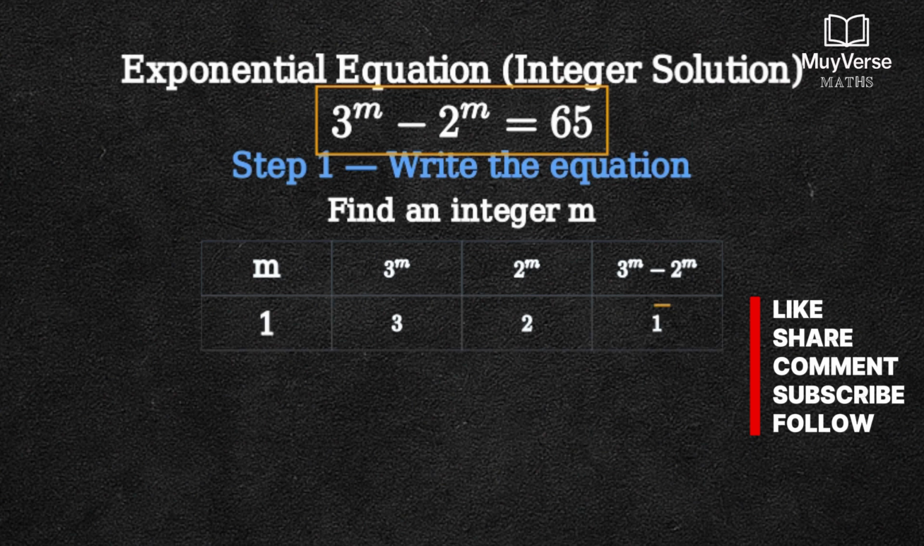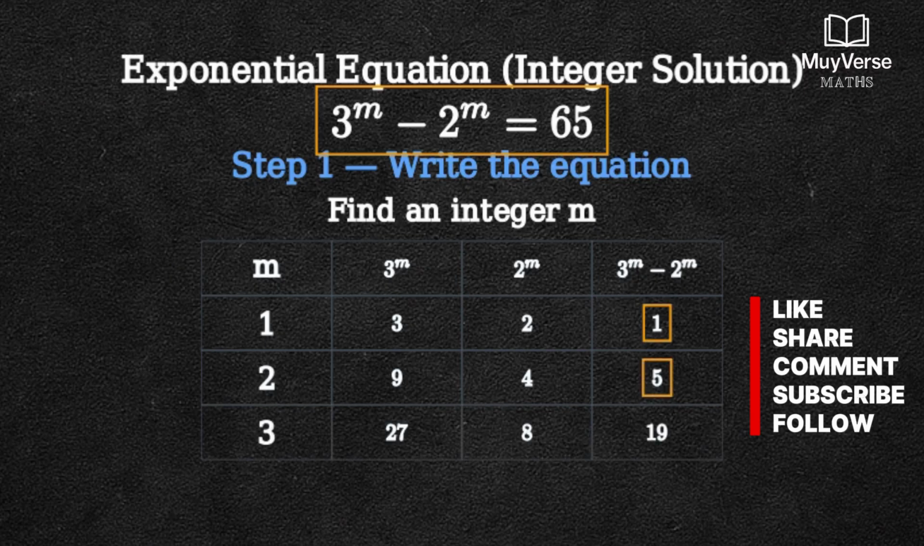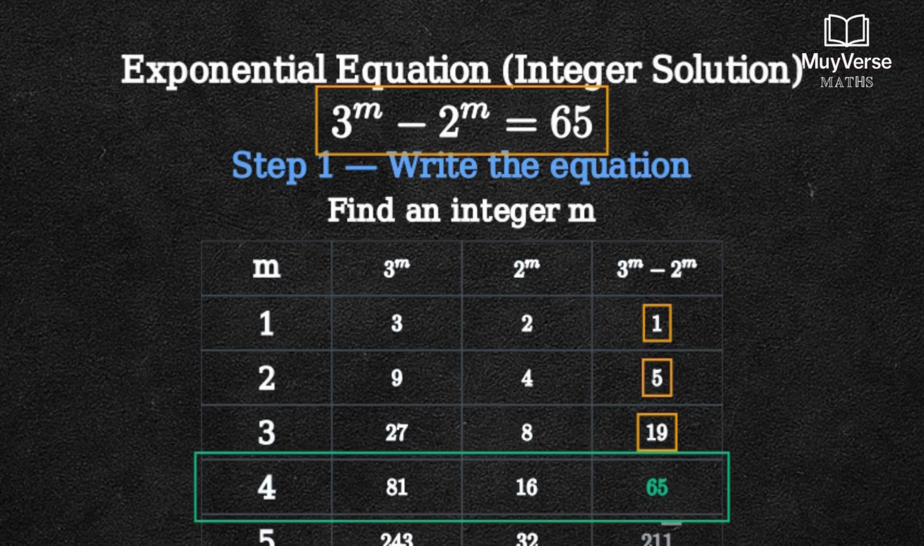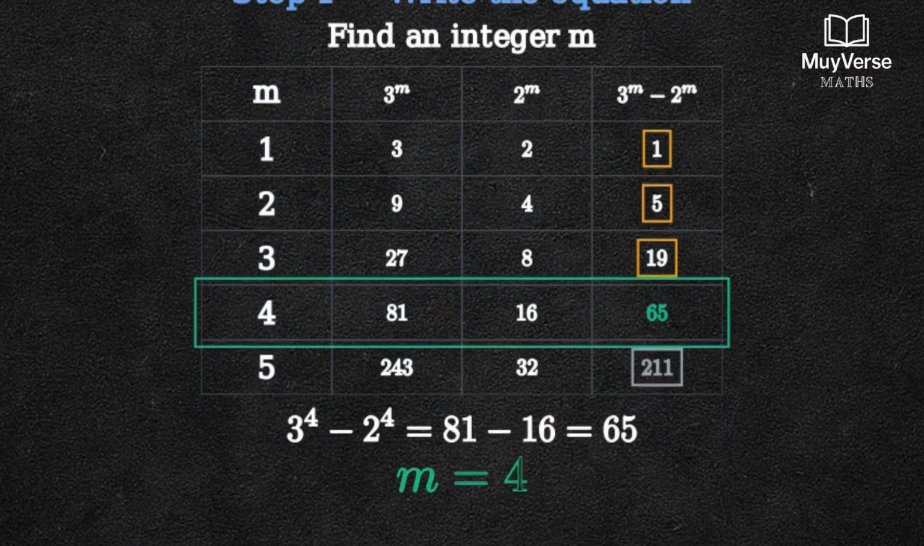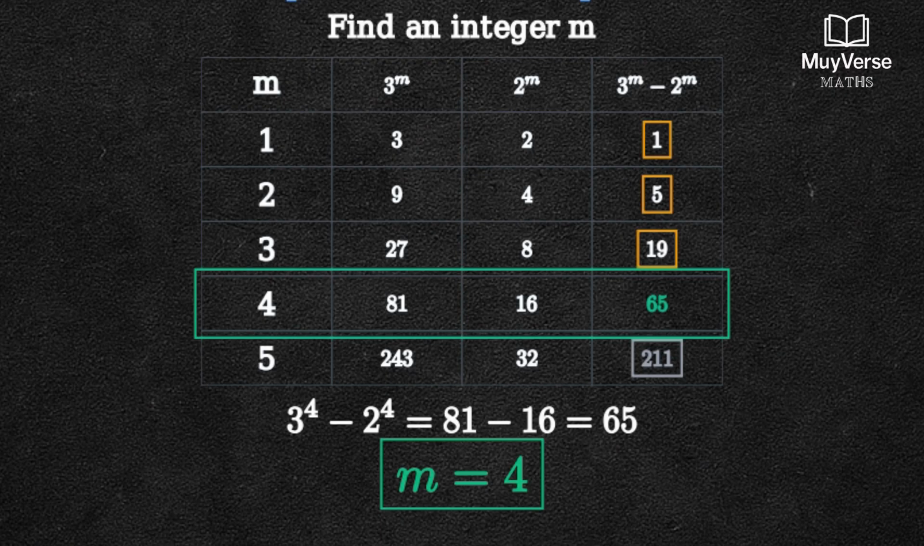For m equals 1, for m equals 2, for m equals 3, for m equals 4, and finally for m equals 5, just to see we already passed 65. We hit the target at m equals 4 because 81 minus 16 equals 65. Let's write that explicitly. Therefore, the integer solution is m equals 4.